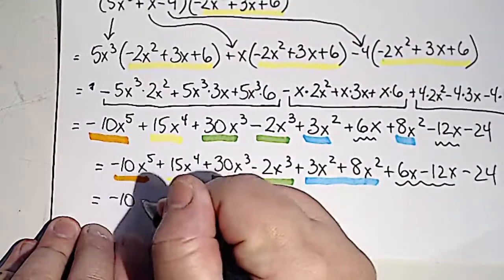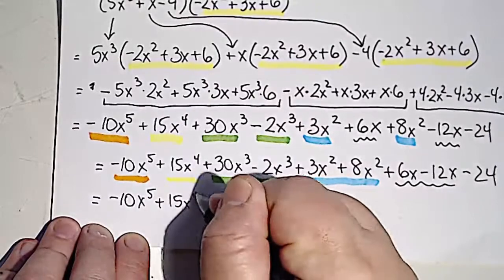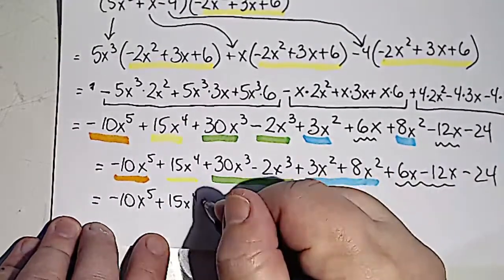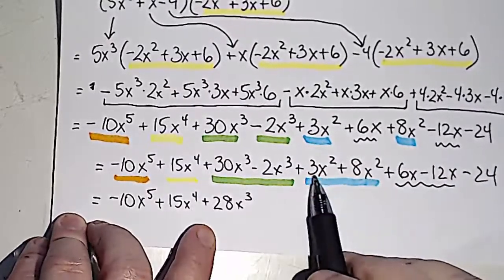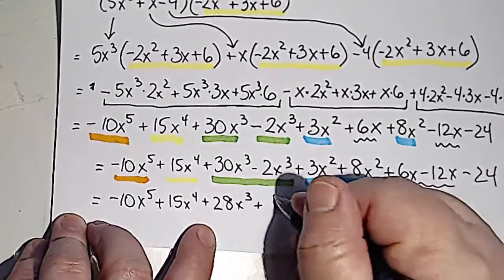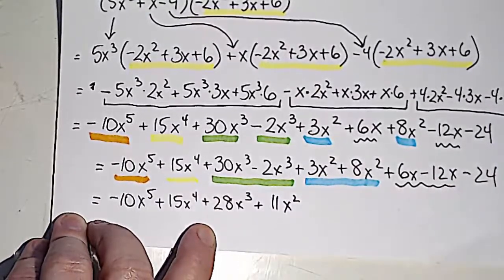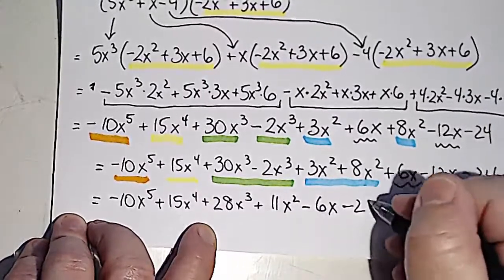I get -10x to the 5th because there's only one of those, plus 15x to the 4th. Now, I've got 30 x cubes minus 2 of them, so I only have 28 x cubed. I got 3x squared plus 8x squared, so that gives me 11x squared. 6x minus 12x gives me a negative 6x and minus 24.